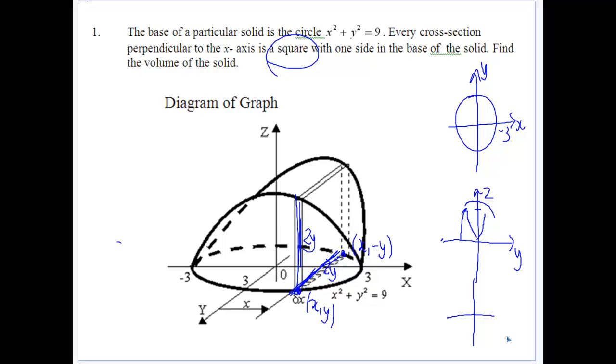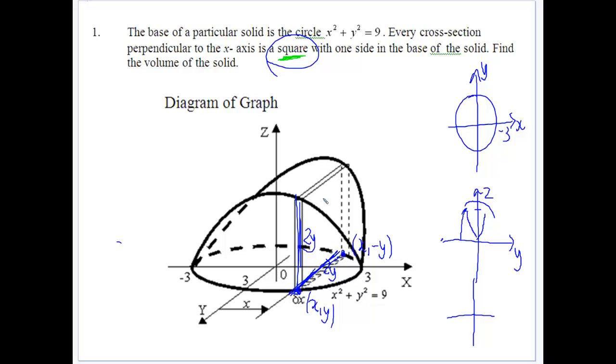Our examples and questions now are about getting volumes by slicing again. But the difference this time is that we get shapes where our slices are not circles, but other shapes. The first one we want to deal with is a solid which has a circular base, but the cross sections are squares. So every cross section, you can see the square there.